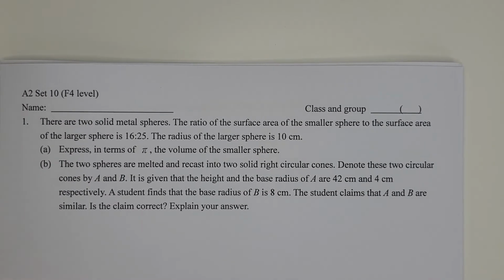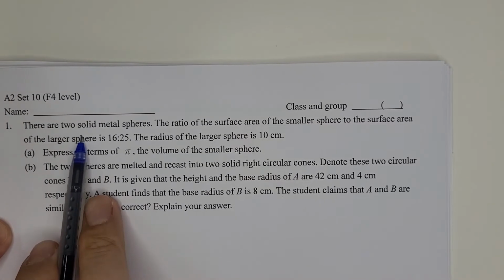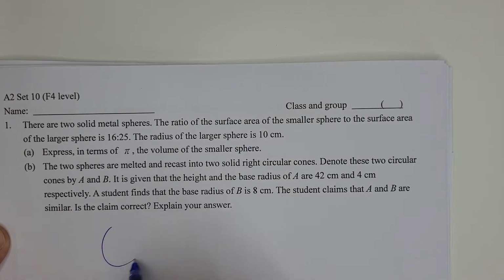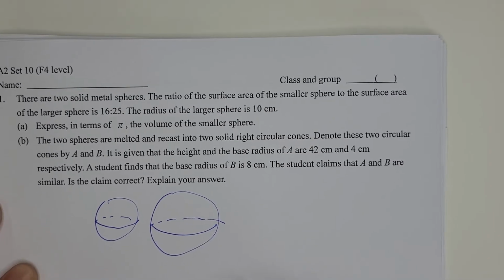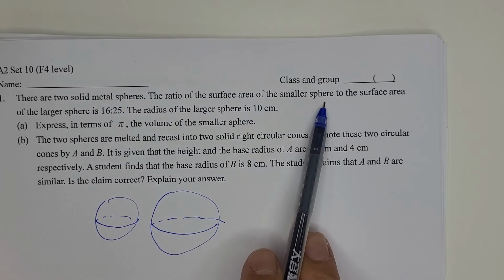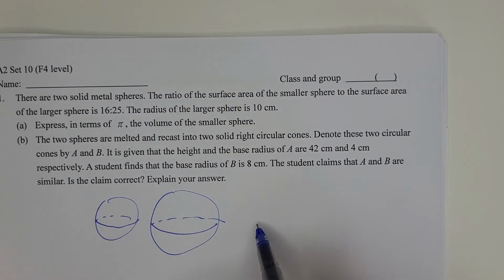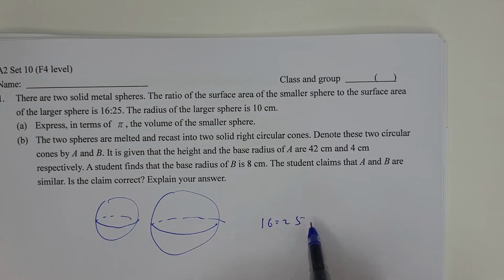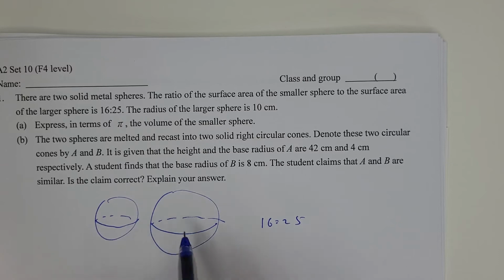Okay, let's start the solution of this paper. There are two solid metal spheres. You can draw two spheres here, the big one and the small one. The ratio of the total surface area of the small sphere to the surface area of the larger sphere is 16 to 25, and the radius of the larger sphere is 10 cm.